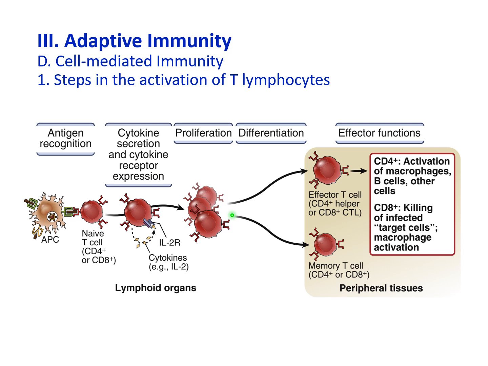Some of the progeny differentiate into effector cells, CD4 plus helper, or CD8 plus cytotoxic T cells. They also differentiate into memory cells. The CD4 plus helper cells activate macrophages, B cells, and other cells. The CD8 plus cytotoxic T cells kill infected target cells, and they also activate macrophages.